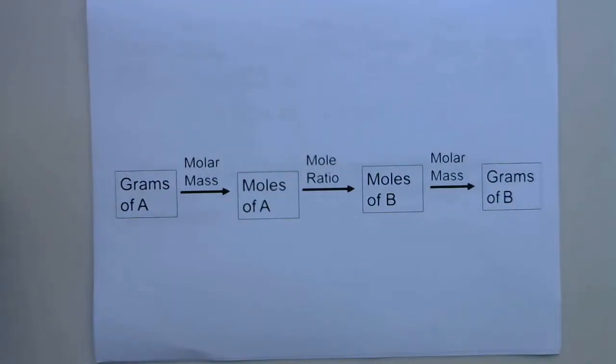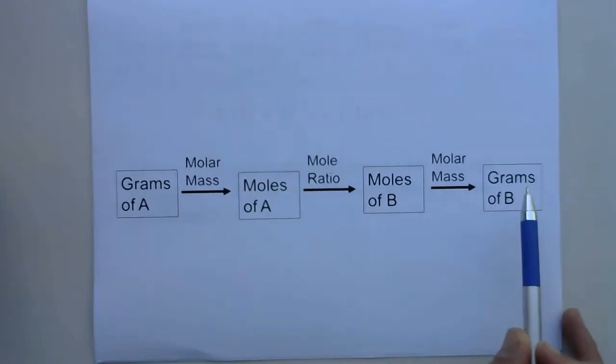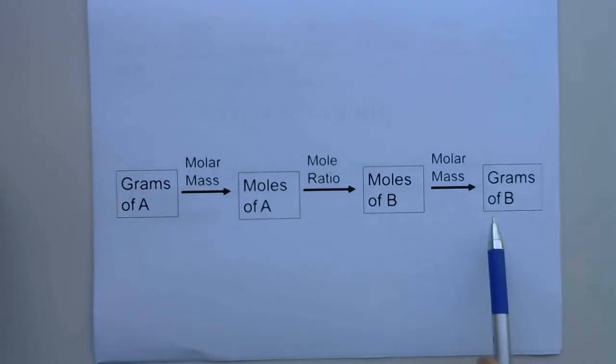The basic layout of most of these problems is we're typically given the number of grams of a reactant, and we're asked to find how many grams of a product can be produced. You can't convert directly from grams of reactant to grams of product. That's because in the balanced equation, it's not a gram ratio, it's a mole ratio.